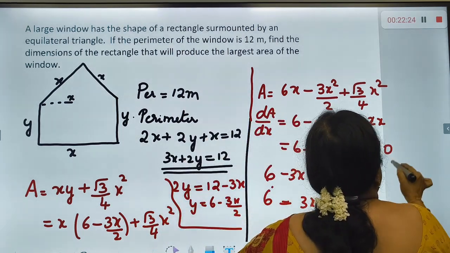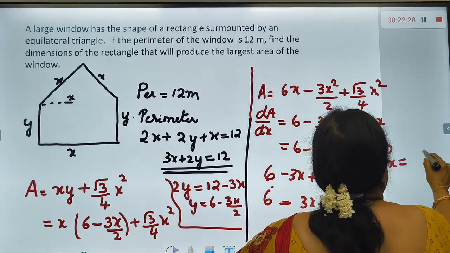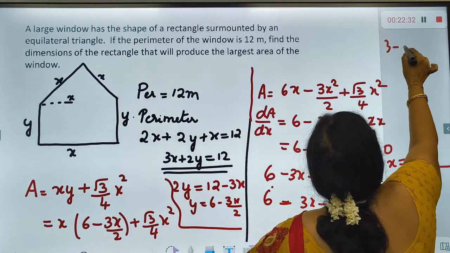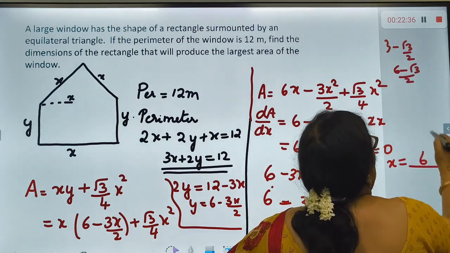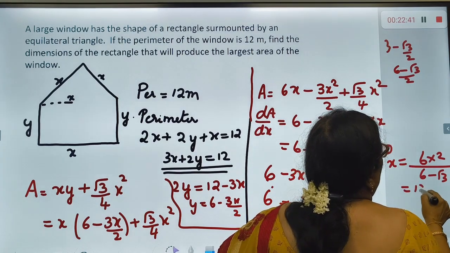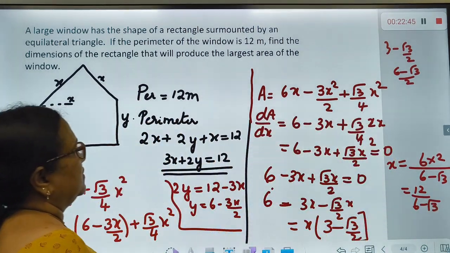So which means x is equal to 6 by, what is 3 minus root 3 by 2? 6 by 6 minus root 3 by 2. So into 2 by 6 minus root 3, 12 by 6 minus root 3. So we have found x.